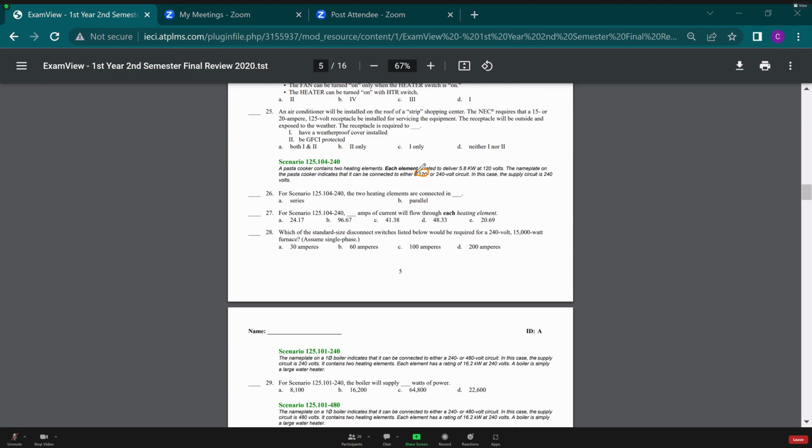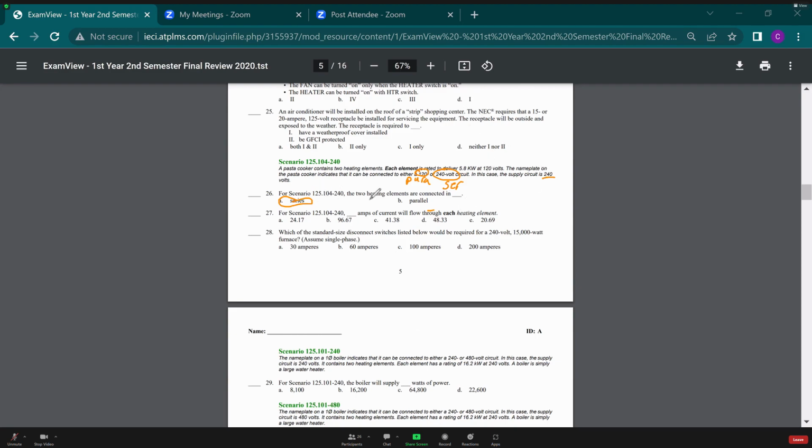Our smaller voltage here is parallel. Our larger voltage is going to be series. This is always true. The smaller is parallel, the larger is series. In this case, the supply circuit is 240 volts. If it's 240 volts, and we know that 240 volts is in series, 26 becomes real easy. It's a series connection.